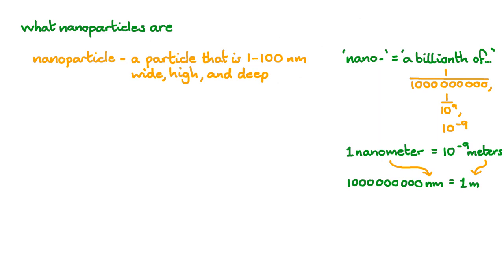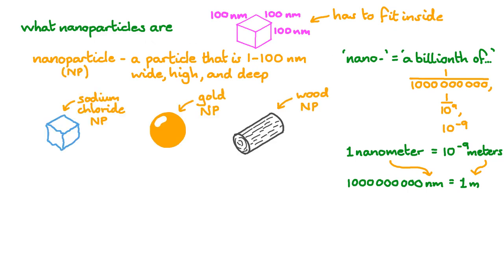Instead, scientists use the word nanoparticle to describe anything that's roughly evenly shaped and between 1 and 100 nanometers in height, width, and depth. So, in order to be a nanoparticle, it must be able to fit inside a box that's 100 nanometers by 100 nanometers by 100 nanometers. Almost any solid substance can be made into a nanoparticle. You could make nanoparticles of salt, nanoparticles of gold, even nanoparticles of wood.